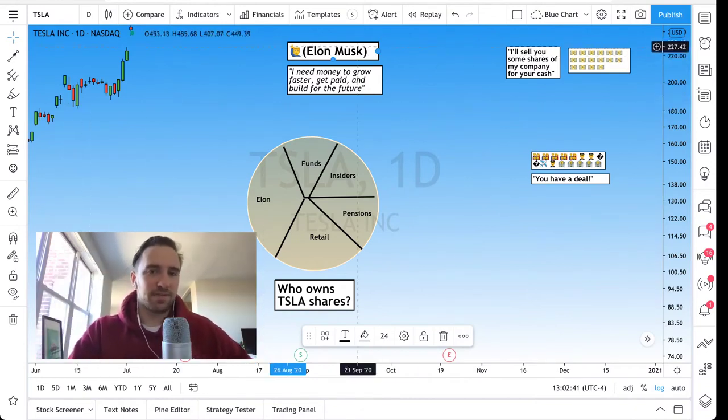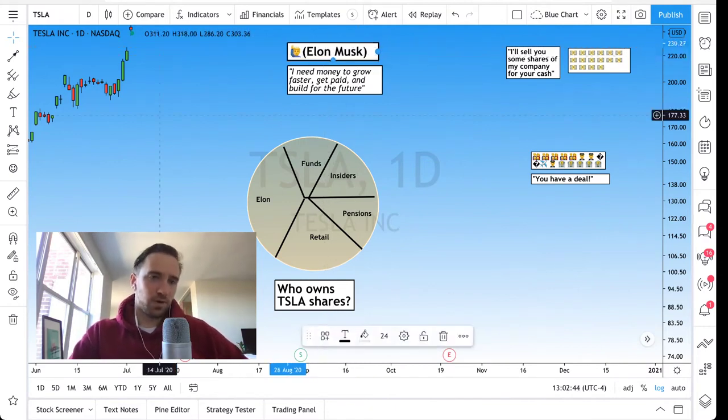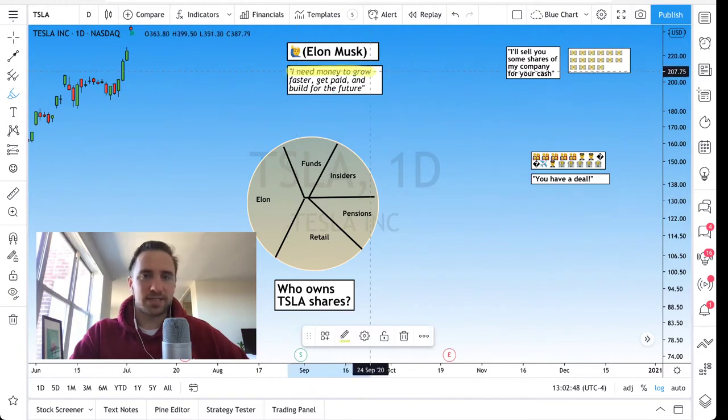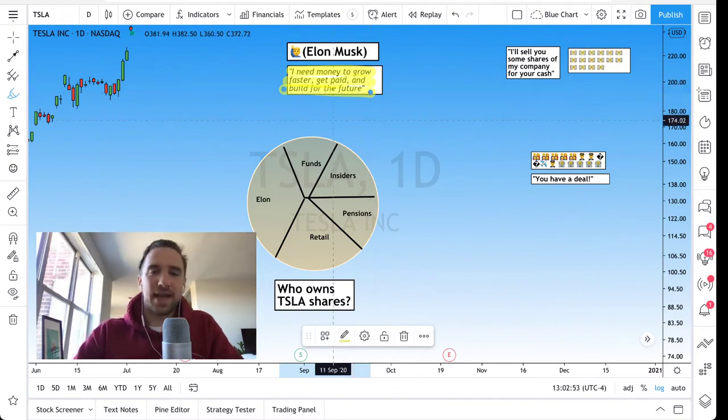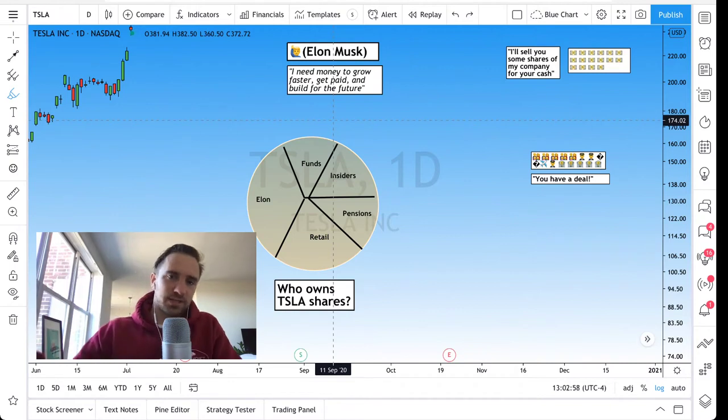So why would Elon Musk ever sell stock? Well, first of all, when he did his IPO, he clearly needed something. So I wrote this down. He writes, "I need money to grow faster, get paid, and build for the future." And that's the point of initial public offerings and putting stocks on the marketplace in the first place. Someone like Elon Musk has a vision, and he needs $5 billion fast. Because if he gets that $5 billion, he believes that he can build something for the future that will be worth a lot more in the future. But getting $5 billion is not easy.